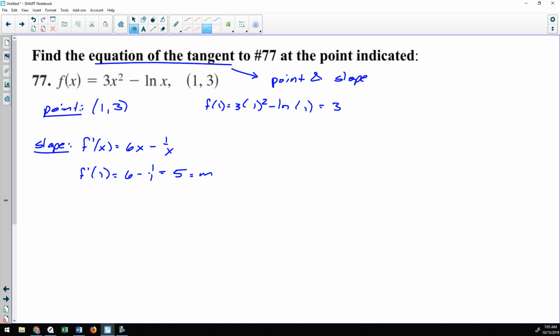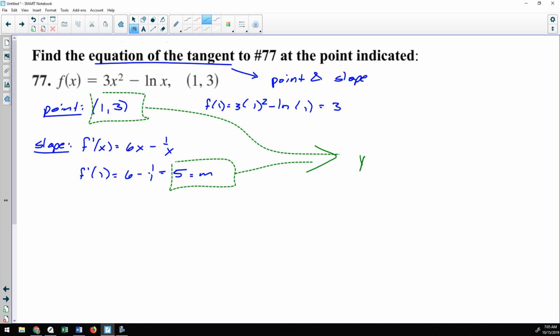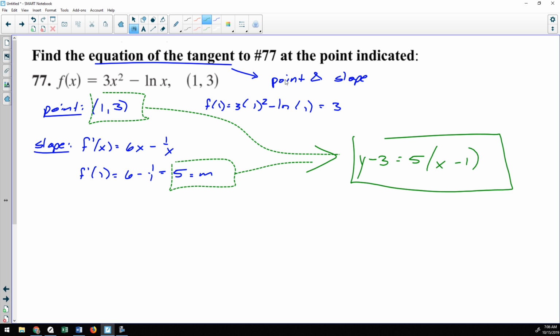And once you have your point and your slope, you can take both of those pieces of information and roll them into point slope form, which will be y minus 3 equals my slope of 5, x minus 1, and you are done. There's no need to turn that into slope intercept form or anything else, unless I force you to put in the instructions or something like that.